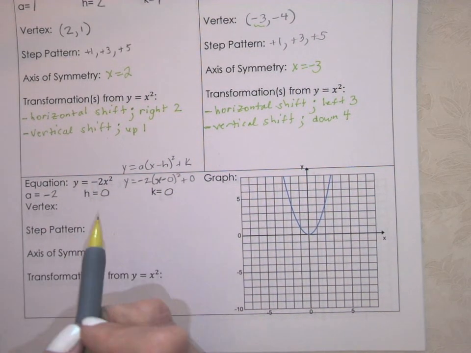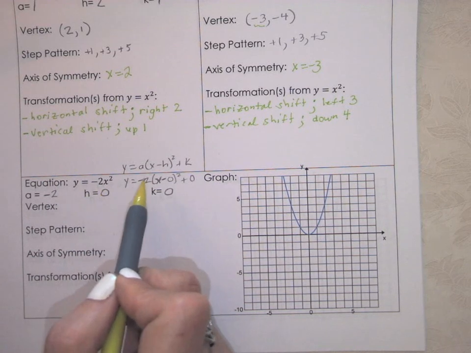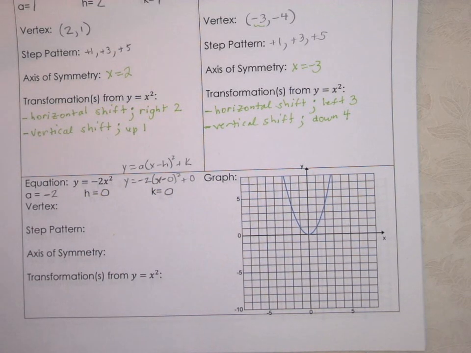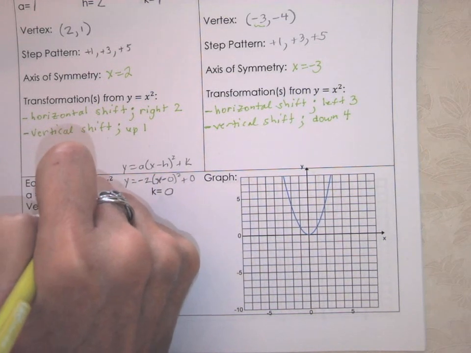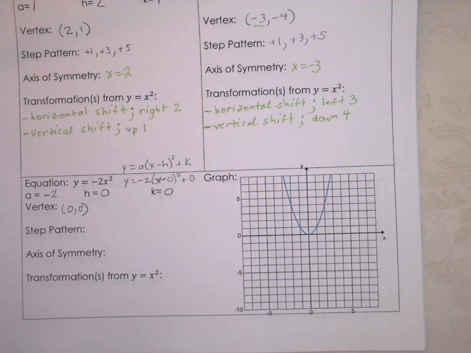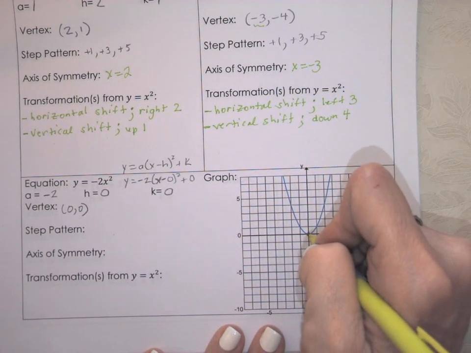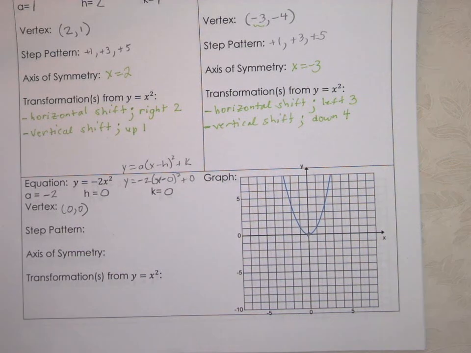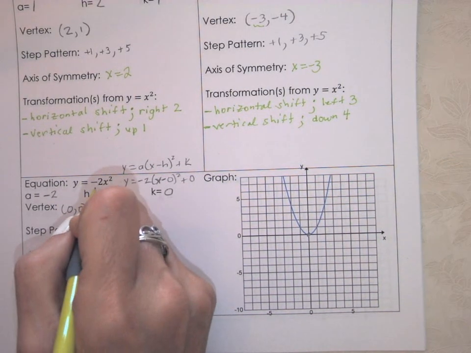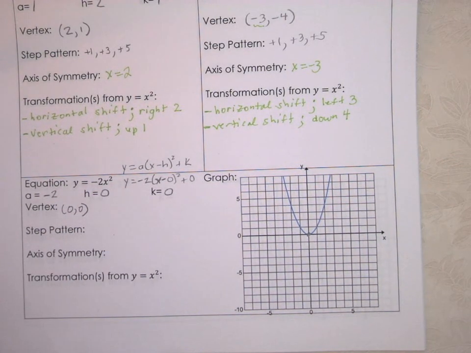So even though this doesn't look like it's in vertex form, I could exaggerate it so it did, okay? Which means our vertex is still 0, 0. Our vertex didn't change, okay, because it's always (h, k). So here's my vertex of my new one. And then my step pattern did change though, because my a is now -2.